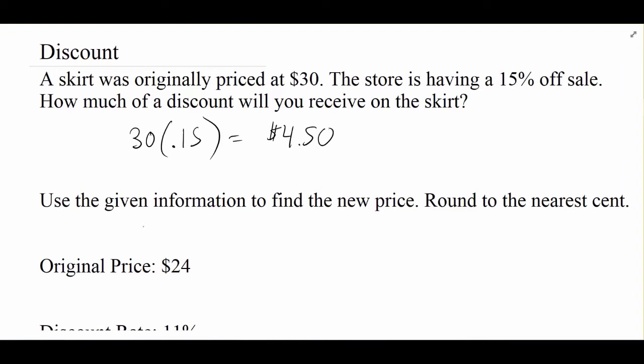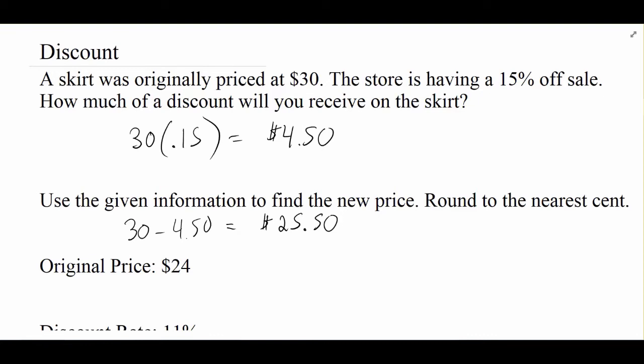And so if I want to find the new price, I would take 30 and subtract that $4.50 to find that the skirt now costs $25.50. Okay. Now we could do this in two steps, or we could actually turn this into a one-step problem as well.